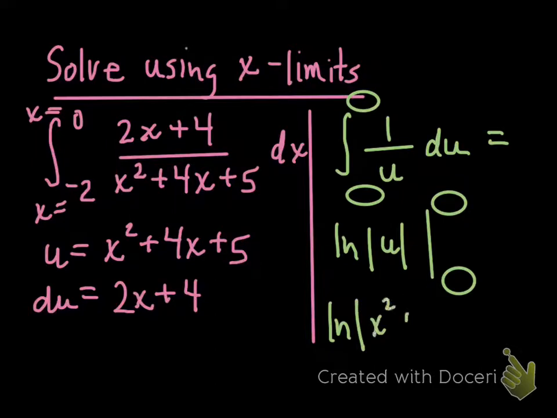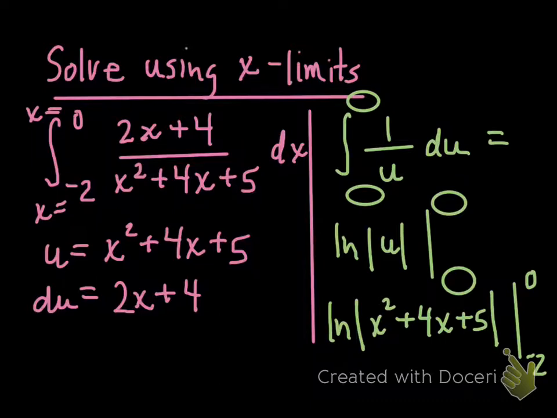So now I back sub. I put in the natural log of the absolute value of x squared plus 4x plus 5. And now I can evaluate that from negative 2 to 0. So again, when you're using x limits of integration with u sub, go ahead and do your u sub game, but do not include any limits of integration until after you have rewritten your answer with x's. Now you can evaluate it from those two x values, negative 2 to 0.